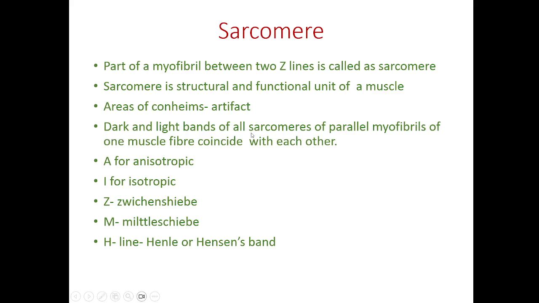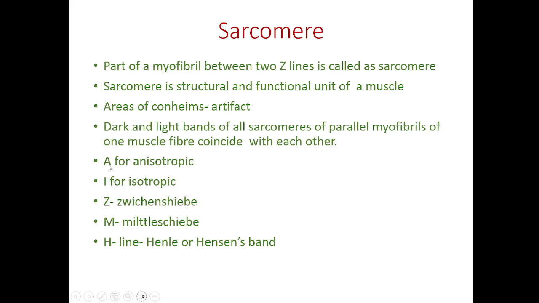Dark and light bands of all the sarcomeres of parallel myofibrils will coincide with each other in a muscle. Of all the myofibrils, all the sarcomeres, their dark and light bands are going to coincide with each other. And we can see some dark and light bands and lines inside the sarcomere under H&E staining. So we will be talking about them.